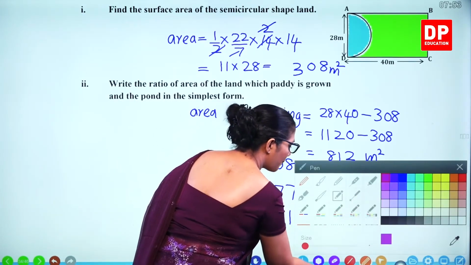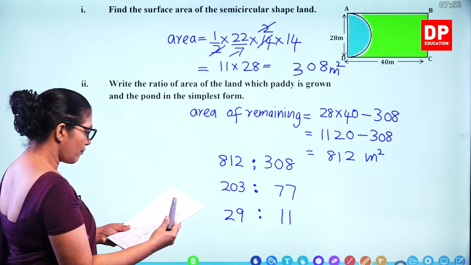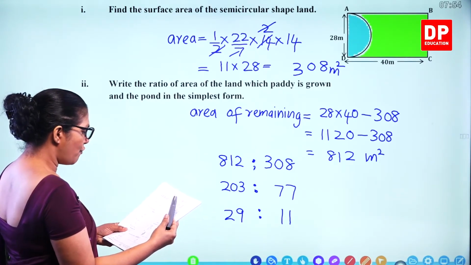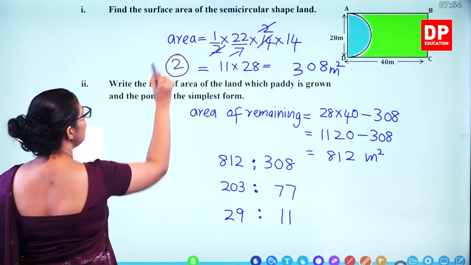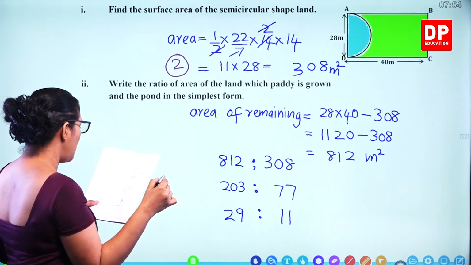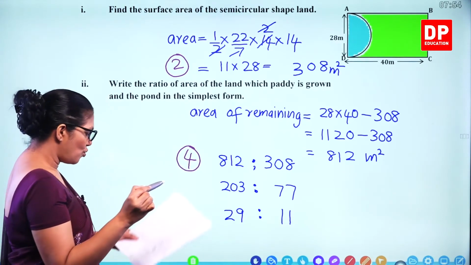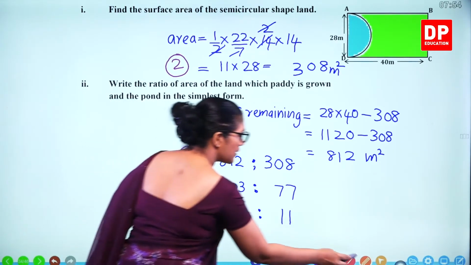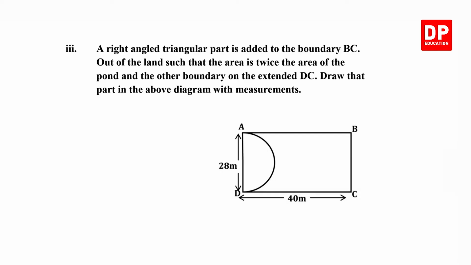So let's see how many marks for that. Area of the pond, you get 2 marks. And the simplest ratio, 29 to 11, you get 4 marks. So 4 plus 2, 6 marks for that. So then we'll do the other part, the third part.